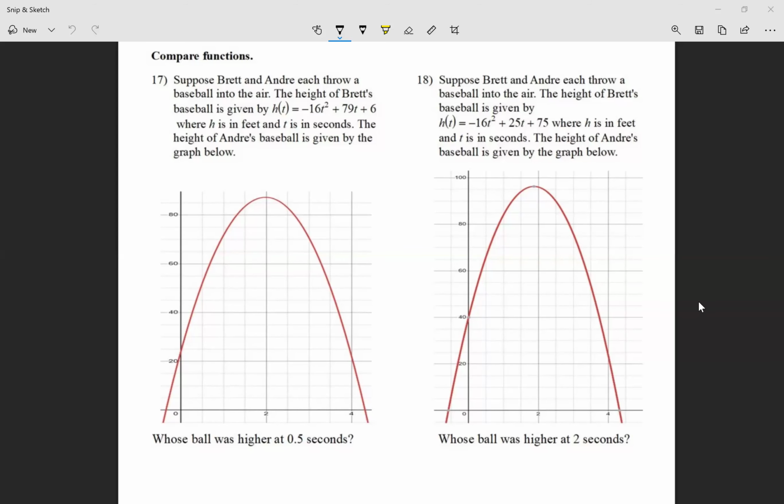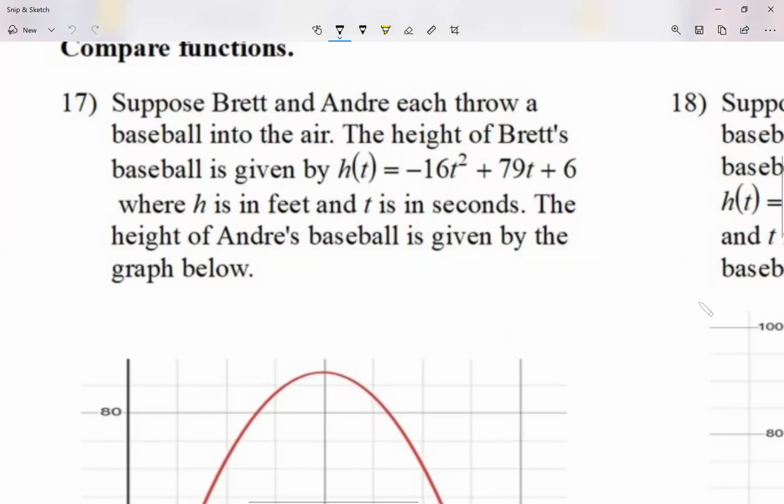All right, the topic for today is compare functions. We're going to be looking at in our notes questions 17 and 18. Now, looking at 17, we're looking at these functions. Let me read this question.